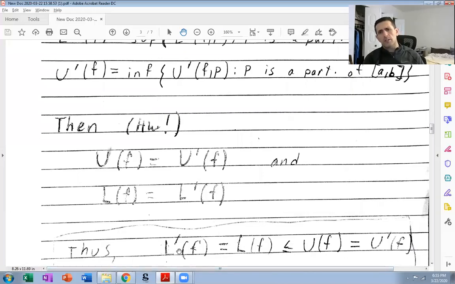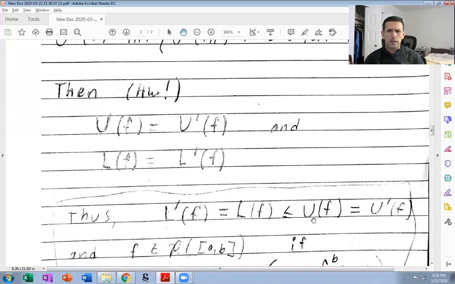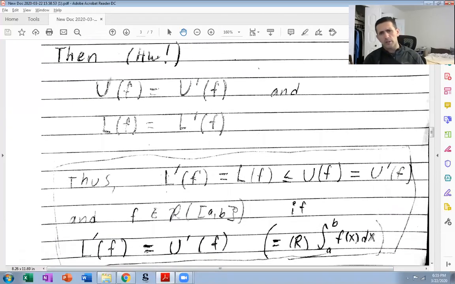And so this also tells us that because these two are equal and these two are equal, L prime of f is always less than or equal to U prime of f. Because, as I mentioned, this is homework, that L of f is less than or equal to U of f. Okay, and this also means we can reformulate Riemann integrability in terms of these slightly modified upper and lower Riemann integrals. Particularly, f is Riemann integrable if these two are equal, and if they are equal, we denote this common number as the area under the curve, as it should be.